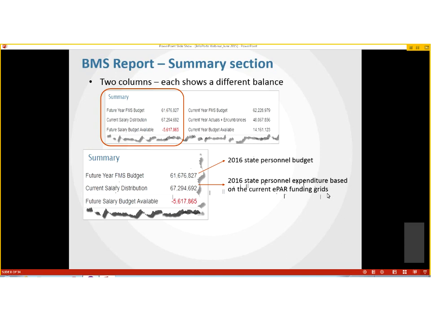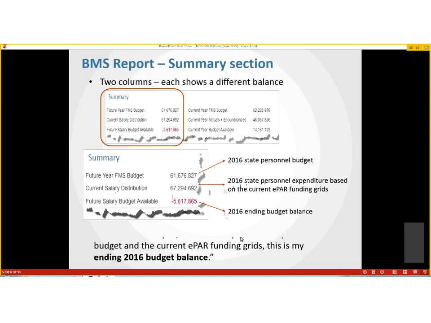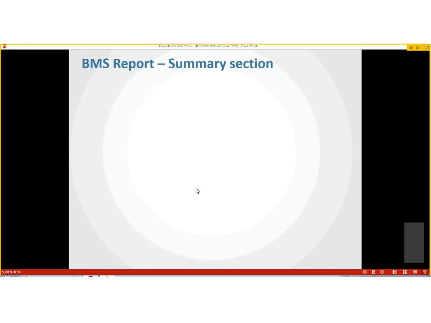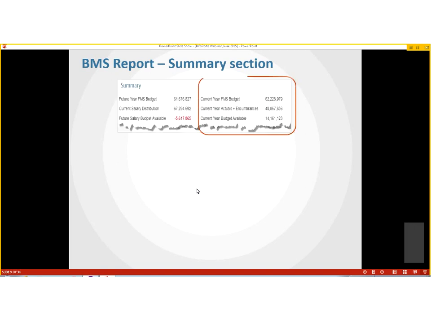So based on those funding grids now, if you project that out 1 year, this is going to be your expenditure for personnel state for next year, okay? And then, of course, the next line is giving you a sum of those two lines and giving you your balance. So in this particular example, you can see that you'd be overspent. So in a nutshell, this left column is telling you, based on your 2016 state personnel budget and the current EPAR funding grids, this is my ending 2016 budget balance for state personnel funds. Okay? All right, so let's move on to the next column.